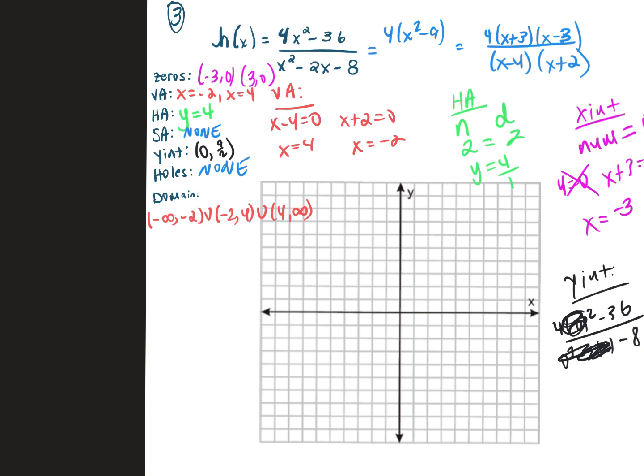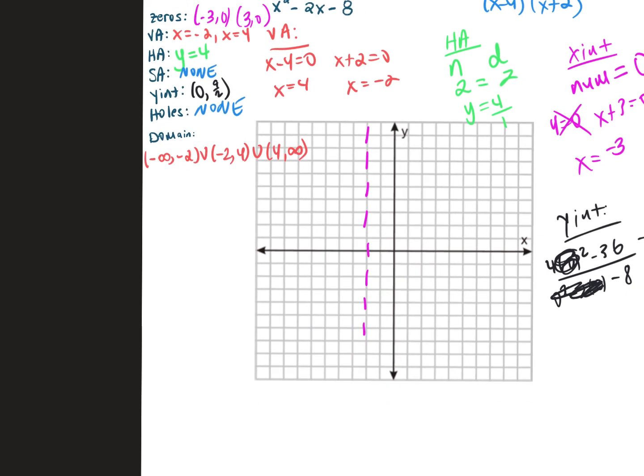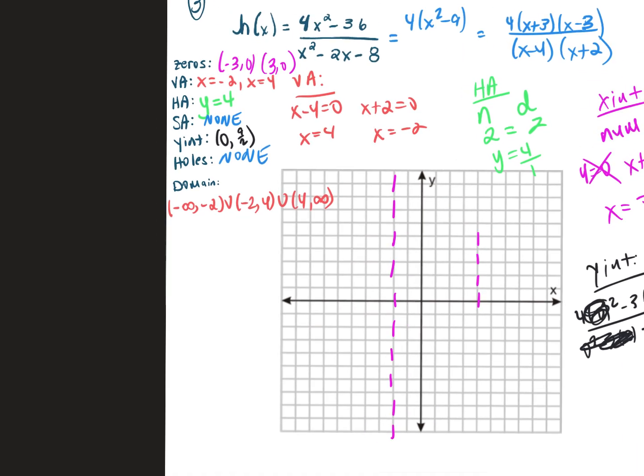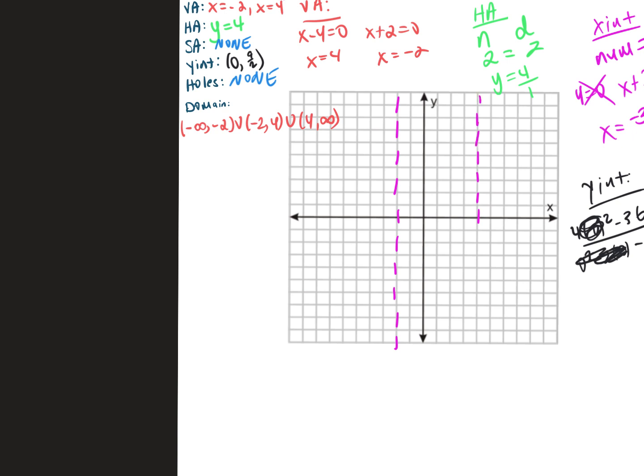So my two asymptotes for vertical are going to be at -2 and +4. 1, 2, 3, 4. Those are my verticals. My graph's going to get really, really close to those, but never touch. Okay, where's your horizontal? At +4.